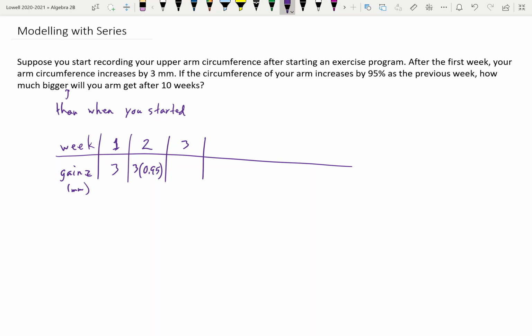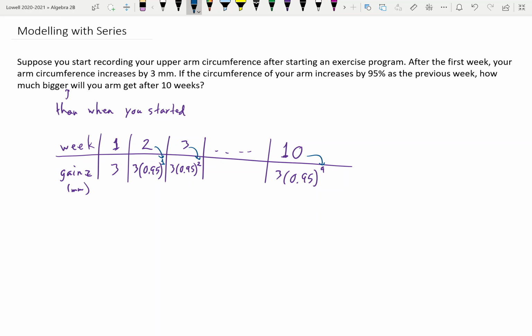To get to the next week, I take whatever it was before and multiply it by 95% again, which would be 3 times 0.95 squared. And this is going to carry on all the way through. Where are we going to stop? We're going to follow this through until we get to week 10, and then we get to 3 times 0.95 to the 9th power. Be careful here: this exponent is always one less than the actual week. Hopefully this looks similar to what we did when we derived the formula a couple videos ago.